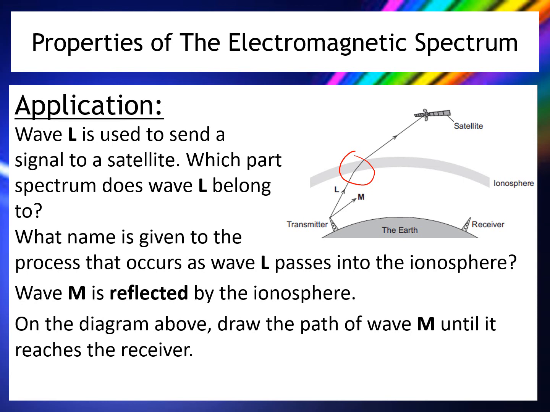Wave M is going to be reflected by the ionosphere. This is probably a radio wave. Radio waves don't pass through the ionosphere, they actually reflect off of it. So they've asked here, where would you draw the path of wave M to make it reach the receiver? So you might want to pause the video for a moment and have a think about your answer before we show the answer on the next slide.